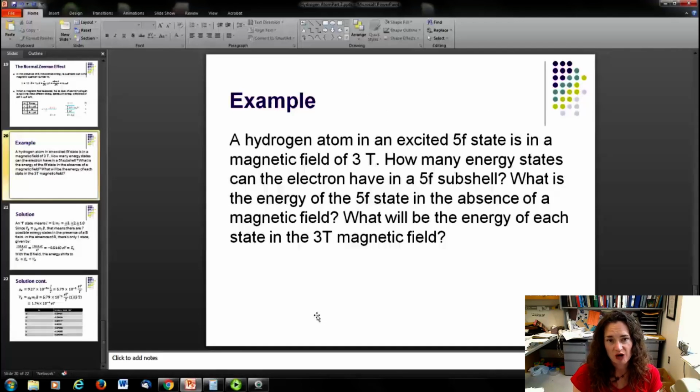Okay, let me do an example problem for you. You have a hydrogen atom, and it's in an excited 5F state in a magnetic field of 3 Tesla. So how many energy states can the electron have in a 5F subshell? And then, what's the energy of the 5F state in the absence of a magnetic field, and what will be the energy of each state in the 3 Tesla magnetic field?